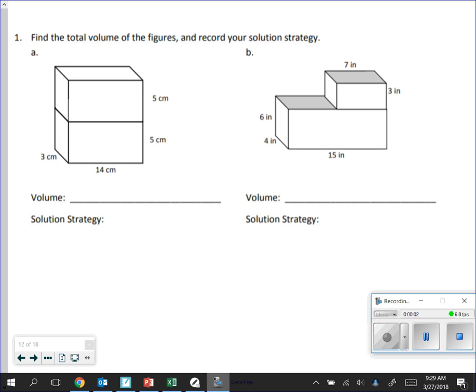Who wants to share their answer for 1A? Okay, so Caitlin, what did you get? I got 200. Sorry. 420 centimeters. Okay, so you got 420. Is that for the total volume? Okay, so you got 420 for the volume, okay?